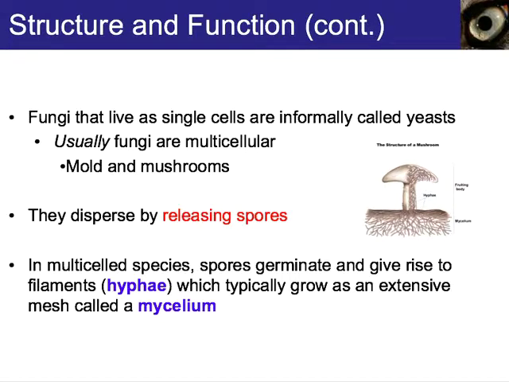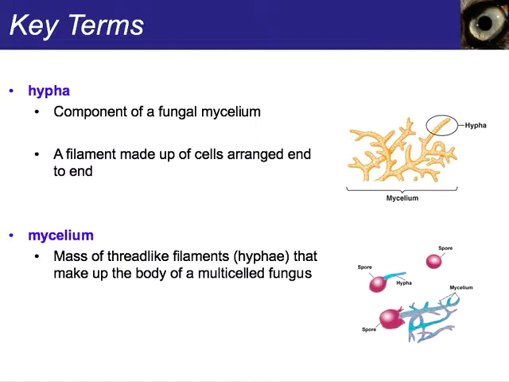In a multicelled species, spores germinate and give rise to filaments called hyphae, which typically grow as an extensive mesh called mycelium. So one of these is a hypha, and the network of them is the mycelium. So hyphae are a component of fungal mycelium. It's basically a single filament of cells arranged end to end. And then mycelium are basically a mass of thread-like filaments, or multiple hyphae, that make up the body of a fungus.